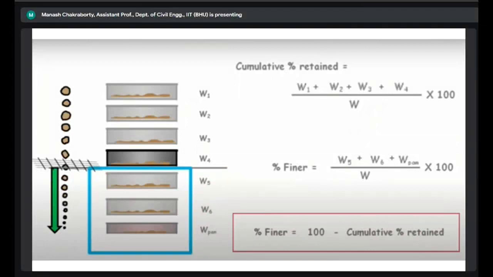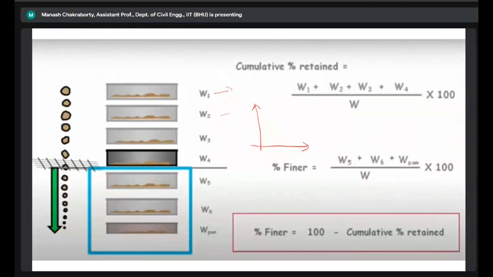So for 80 millimeter, how much is the percent finer? For 40 millimeter, how much is the percent finer? End of the day, our objective is to find a grain size distribution curve, right? As I was mentioning, it is a fundamental property of the soil, right? Very few properties in soil are fundamental. Grain size distribution is one of them, right? Now to plot this grain size distribution, we need two things, on the x-axis and the y-axis. We need the diameter of the particle, and for each of these diameters we need the percent finer, right?